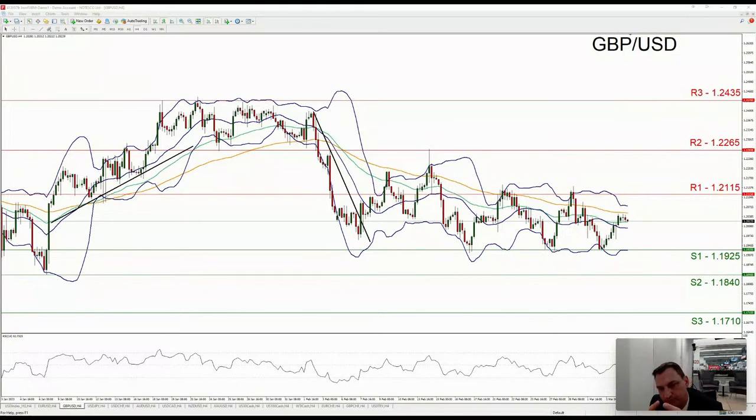So there is a balance of power, a struggle within BOE on which direction the bank should take over the coming months, and I would say even over the coming meeting. It's going to be interesting to see any further comments by BOE policymakers this week ahead of the bank's meeting.